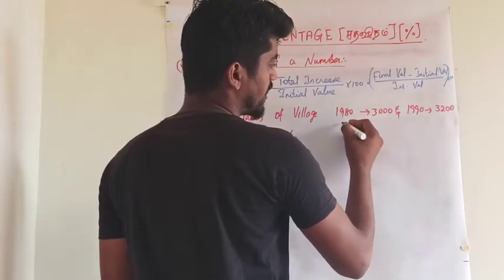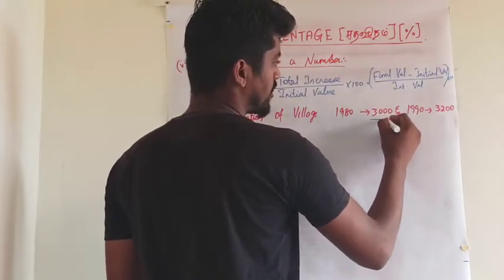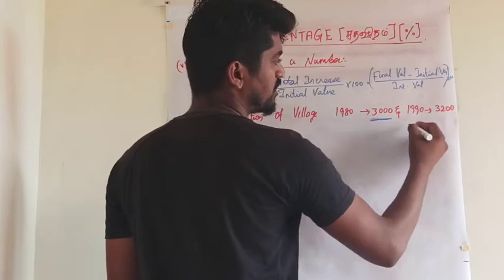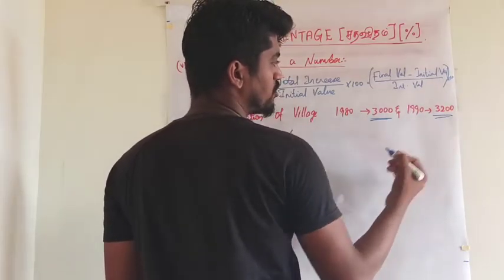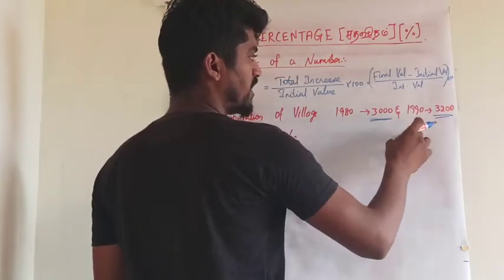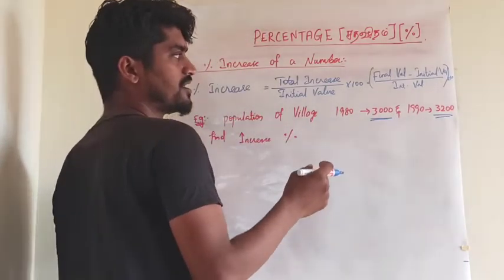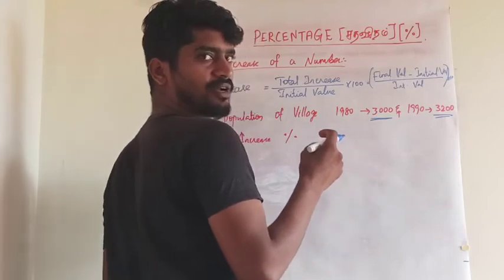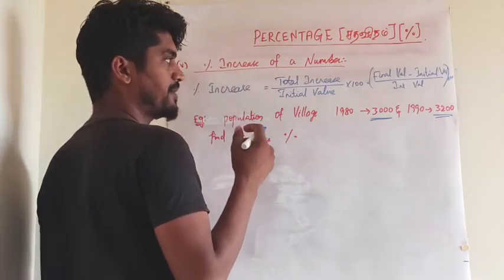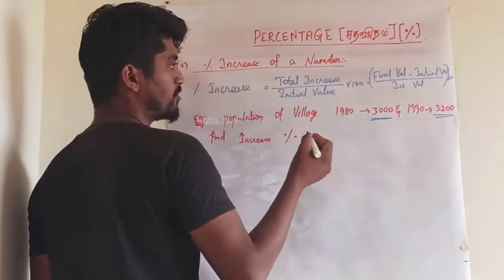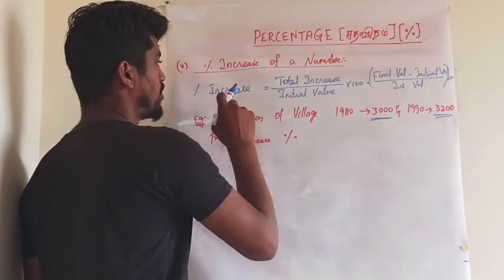Here, in 1980, the total number of persons in the village is 3000. In 1990, it is 3200. Compared to this value, in 1990 the number of people has increased. So we have to find the percentage. By what percentage has the number of people increased? So we have to calculate using the formula.